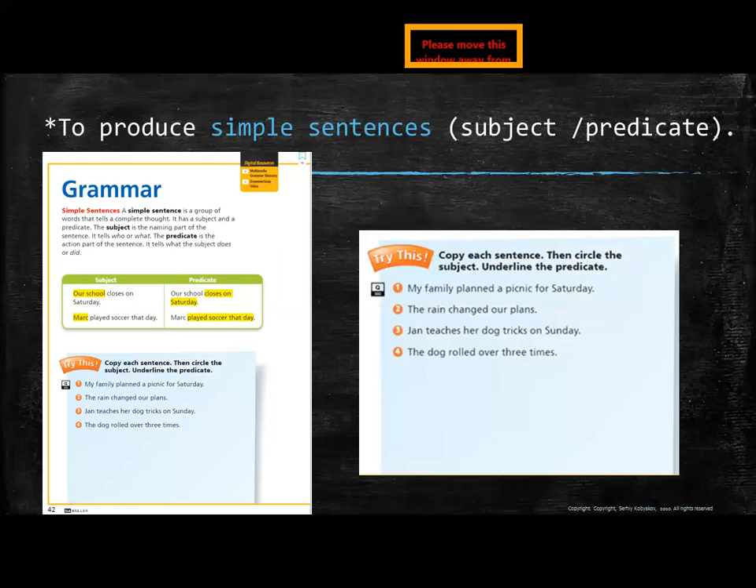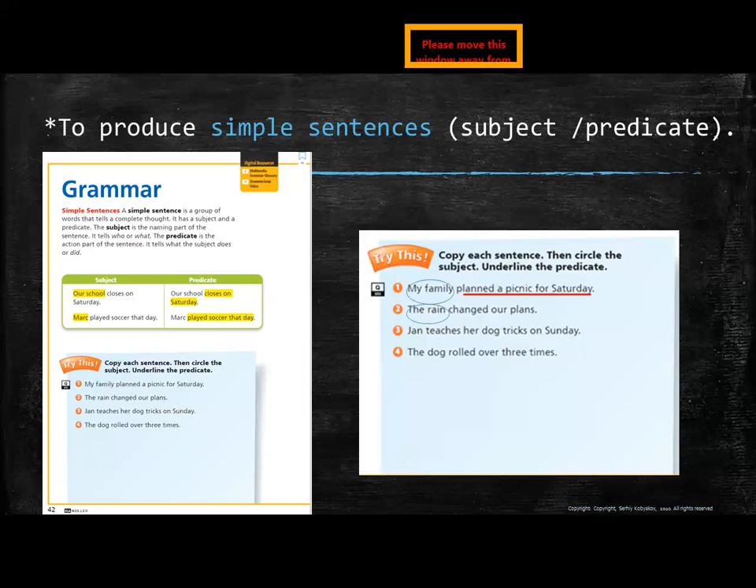So let's read the first sentence. My family planned a picnic for Saturday. My family planned a picnic for Saturday. All right, circle the subject. So my family is the subject, the naming part. And what are they going to do? Well, that's the action part or the predicate, planned a picnic for Saturday. Easy, right? Next. The rain changed our plan.